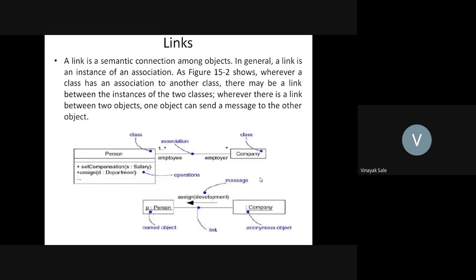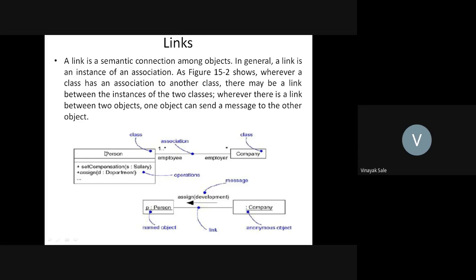So what is a link? A link is a semantic connection between objects. In general, a link is an instance of an association. This figure shows that wherever a class has an association to another class, there may be a link between two instances of the classes. Wherever there is a link between two objects, one object can send a message to another object.